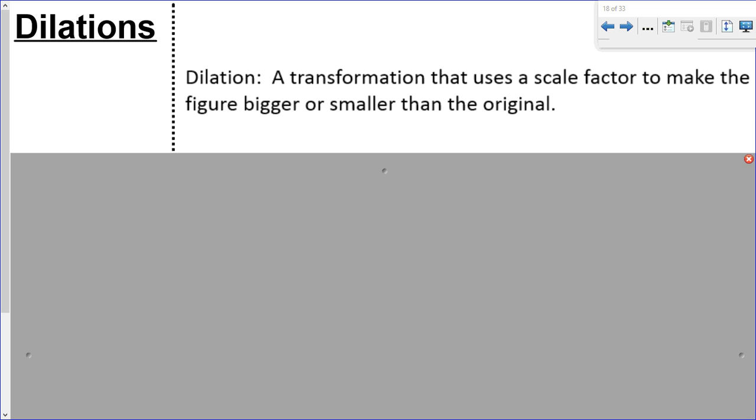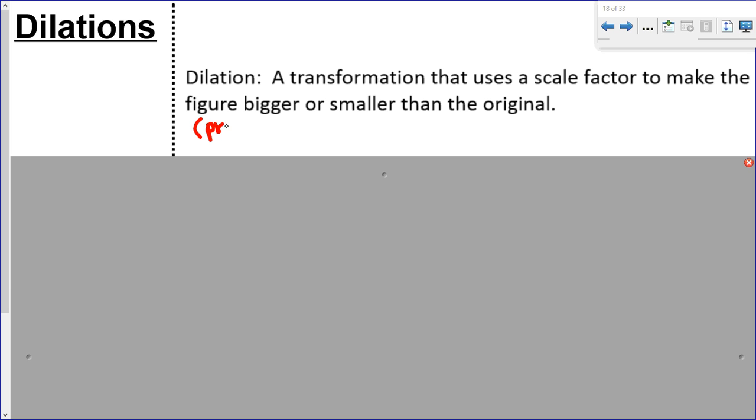So the first main idea we're going to talk about are dilations. And the definition of a dilation: it's a transformation that uses a scale factor to make the figure bigger or smaller than the original. So with dilations, the pre-image and image will be similar. So the shape doesn't change, but the size will.